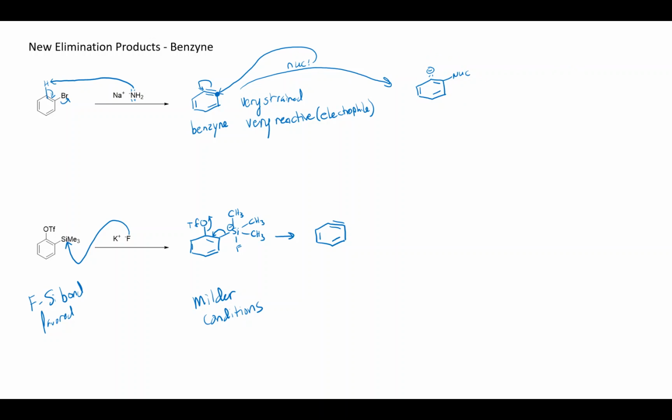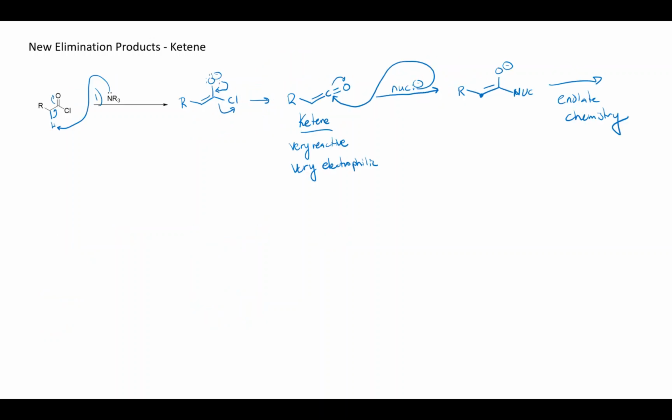And so these elimination products in both cases allow us to make things that have multiple sites of reactivity, which from a mechanism standpoint is really exciting because that means that we can do tandem reactions where we do one thing and that leads to another step in our mechanism.